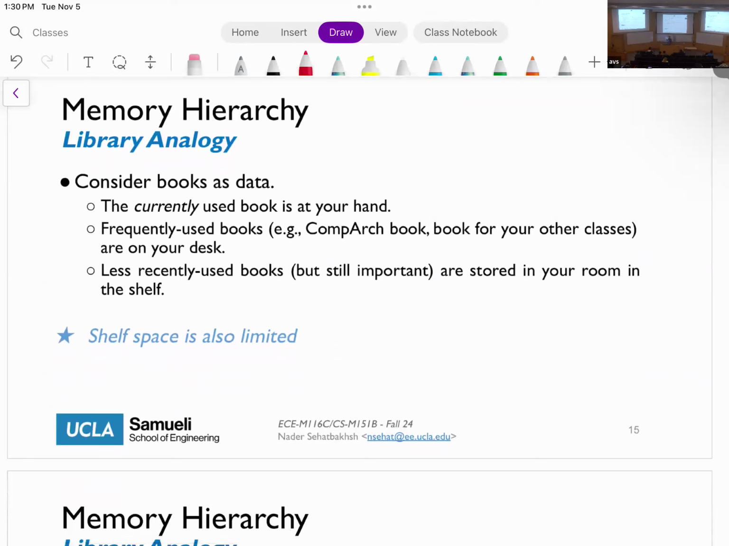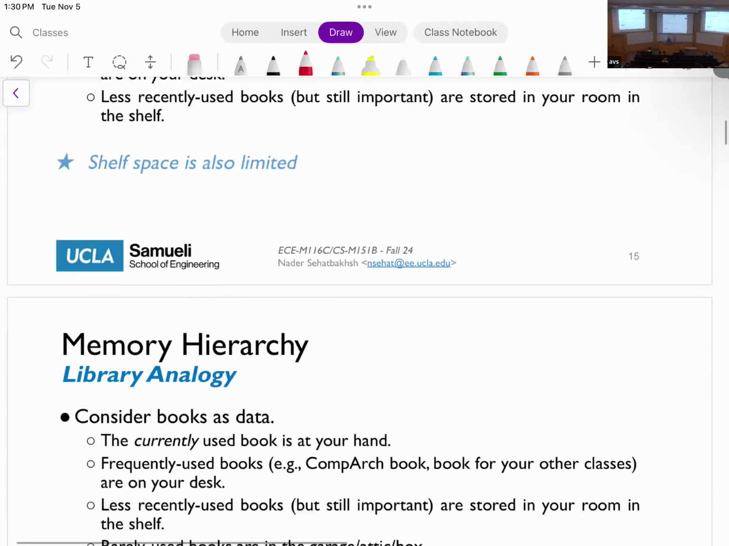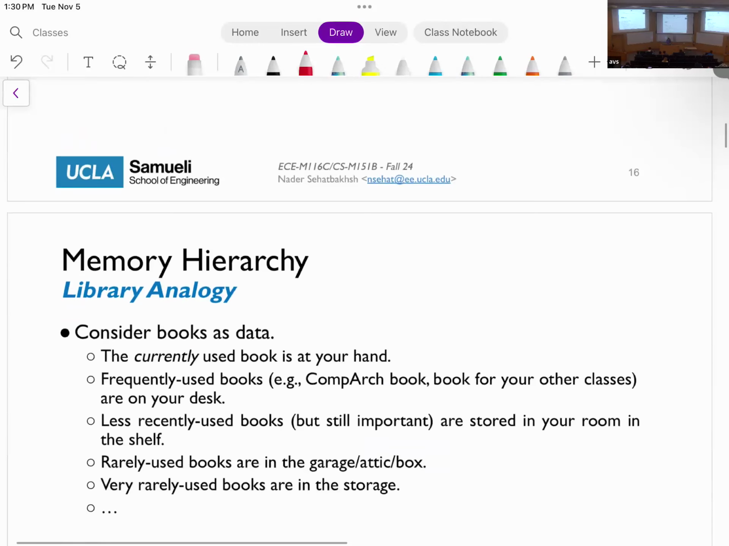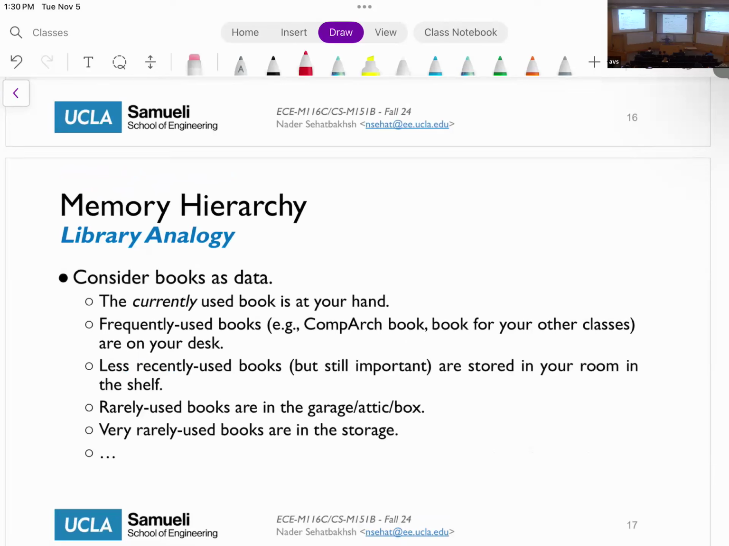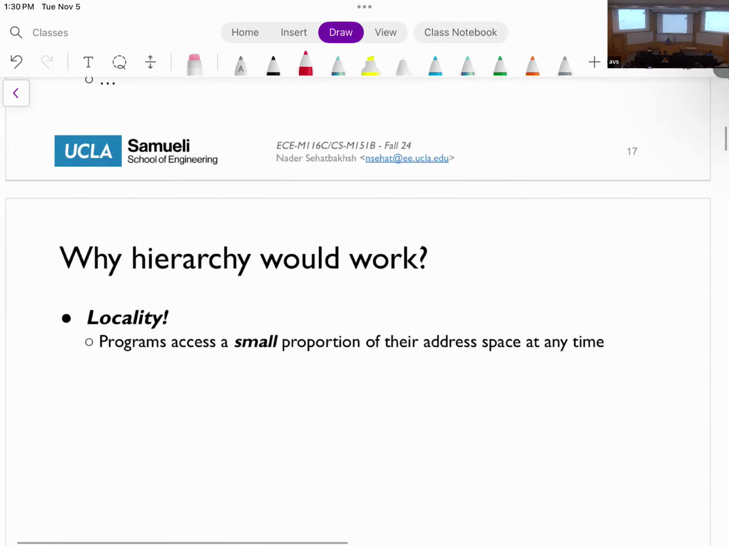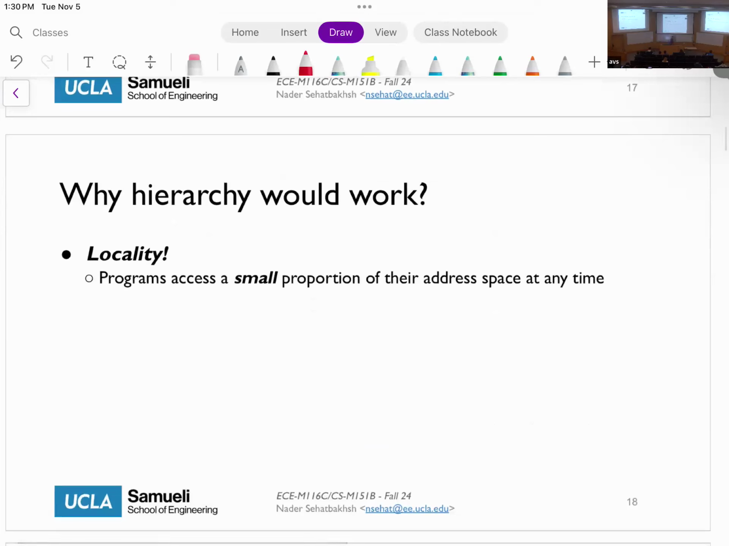And as I said, frequently used books would be close. Less frequently used books would be far away. Okay? But as I said, we're still going to use all the books. So it's not like I have access to any book that I want in the world. The question is just, how fast can I access it? All right? So that's also important, that you don't lose access to things. It just might take more time for you to access them. Okay? So why would this work, and why is hierarchy commonly used to fix this issue?